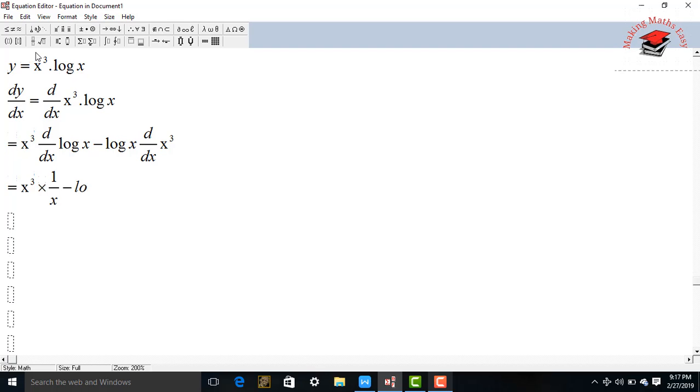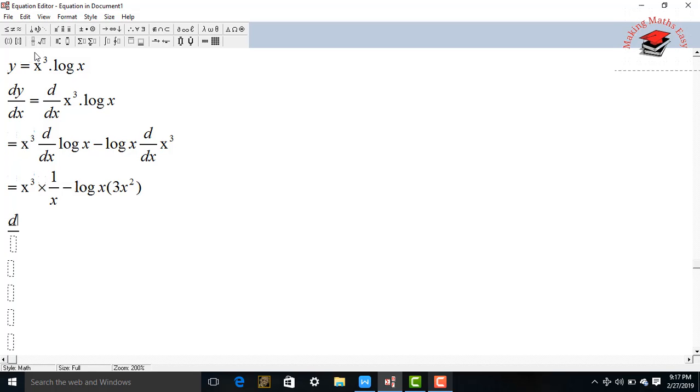we have log x over here, and the derivative of x cube is 3x square, which we will write in the bracket. So now we have differentiated it. Now we have to find the second order derivative of the corresponding function.